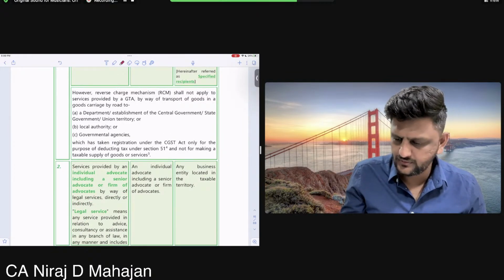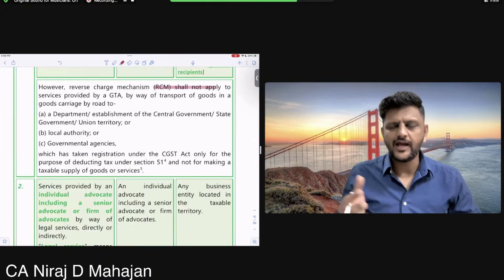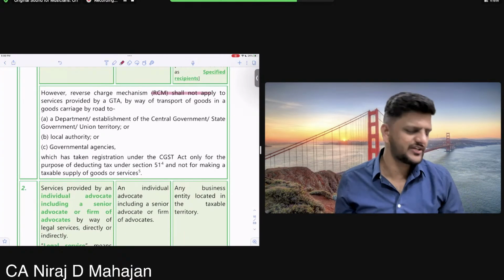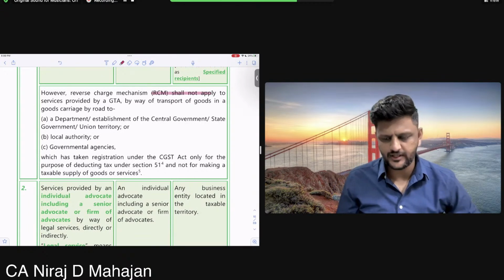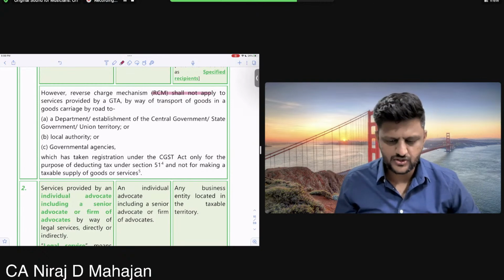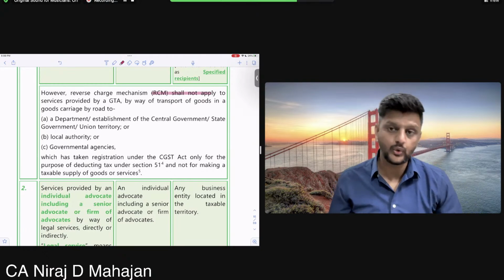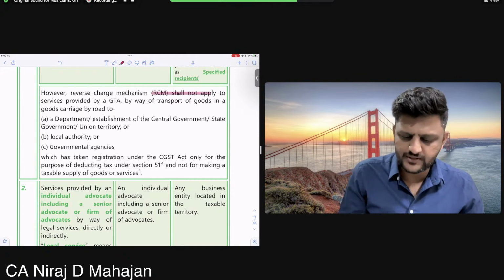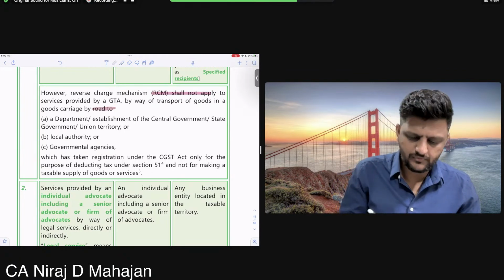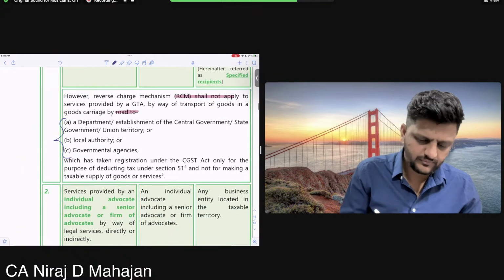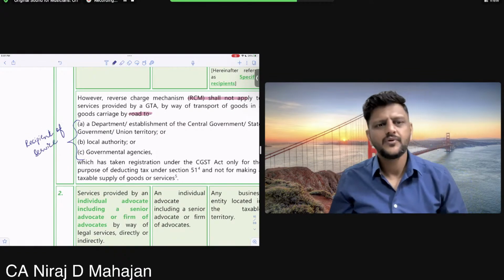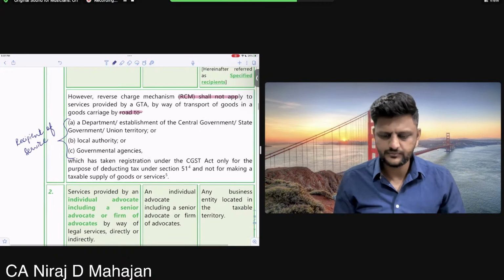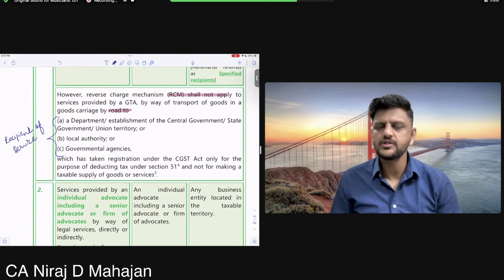Okay. So they have to give some exceptions, otherwise it doesn't make it very interesting. RCM shall not apply to services provided by a GTA by way of transport of goods in a goods carriage by road. Okay. 2. What we are discussing here is the recipient of service, not goods. You can call them the consignor, whoever has used the service of GTA.